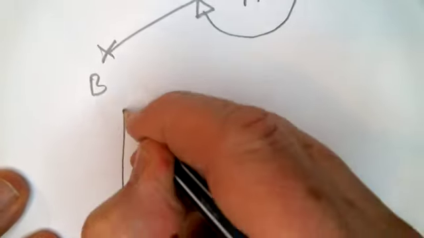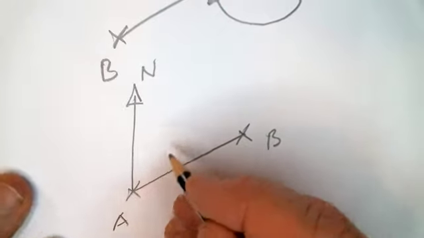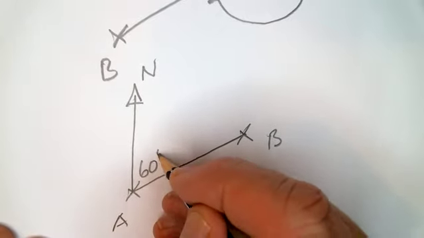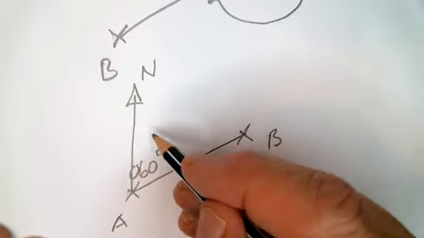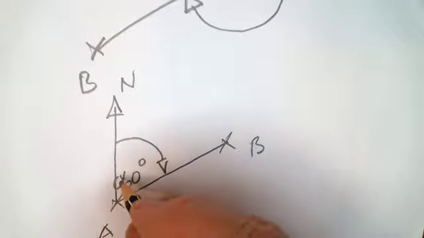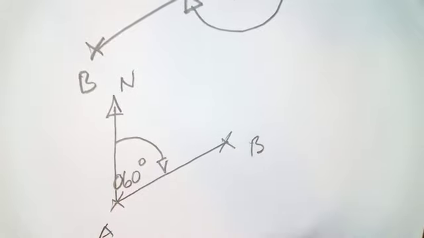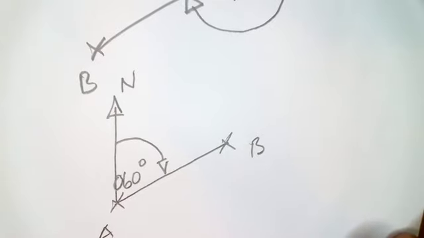You start with A, and you draw north, and then you draw your line to B, and there it is. And they say something nice like, here it is, and it's 60 degrees. Of course, a bearing is a 060, and of course, it's going clockwise. There it is. Now, you'll be all merry and you say, great, that's the bearing from A to B. And then they'll say something like, so what's the bearing from B to A?